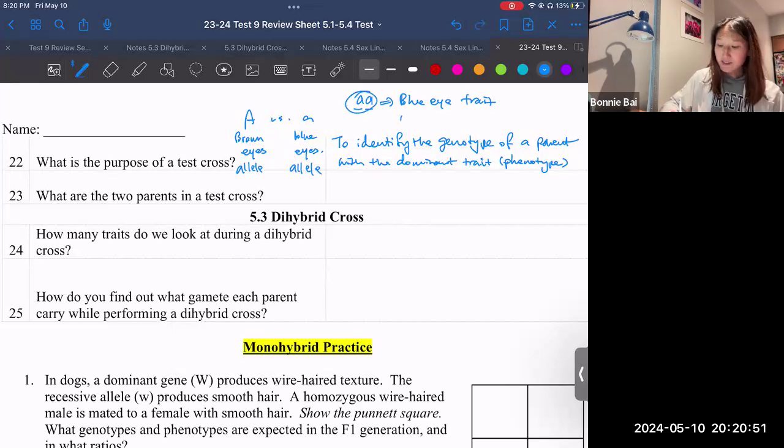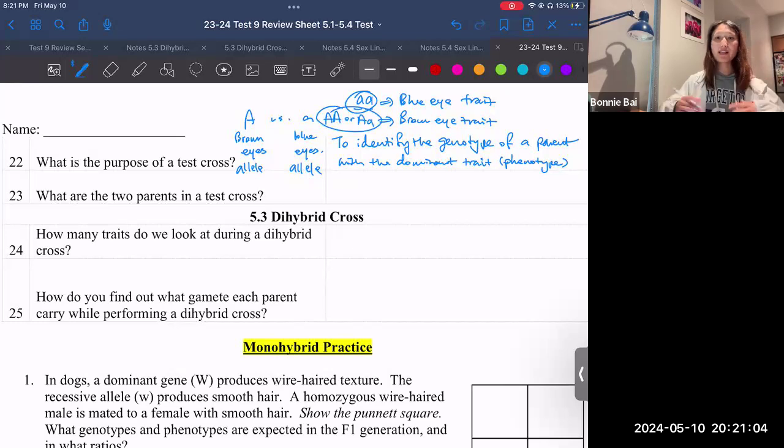Now, if I have someone with a brown eye trait, I don't know what it is. The brown eye trait could be big A, big A, or it could be big A, little a. I really don't know which one it is. So then I'll have to perform something called a test cross, okay? So how do we do a test cross?